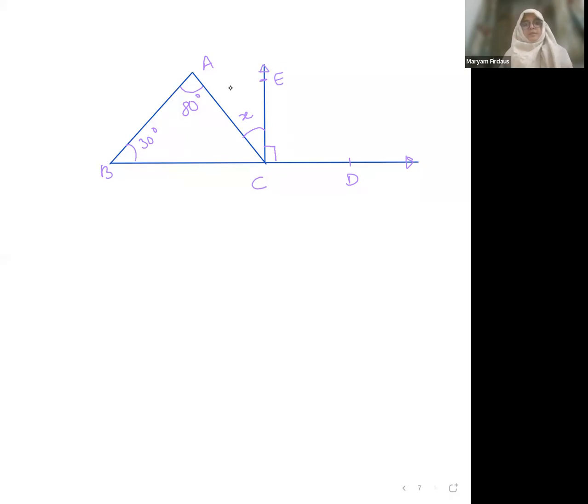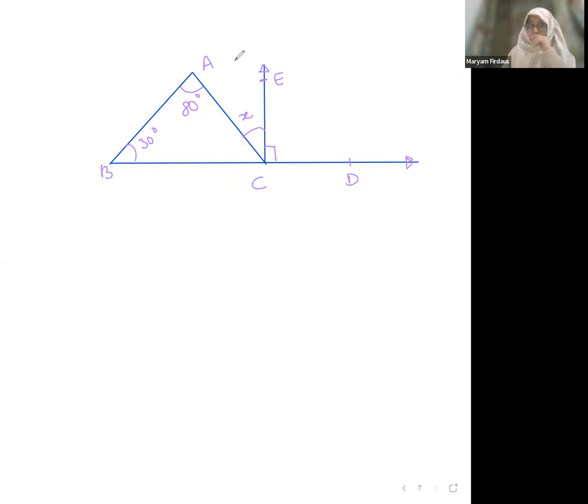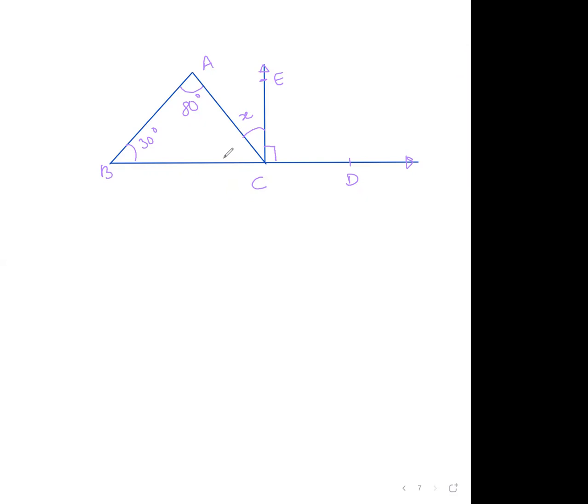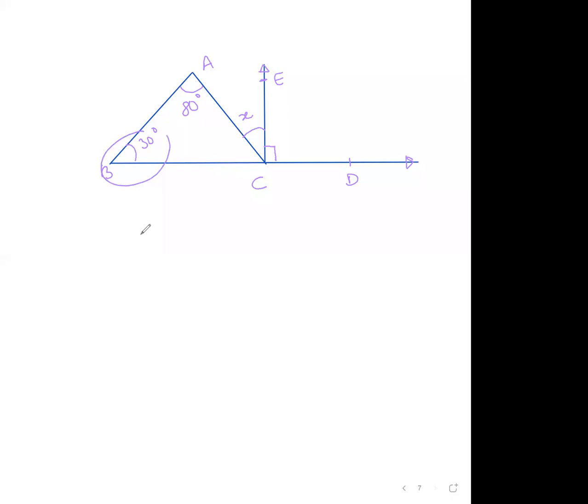How will you find x, Hiba? B and... like they're forming a linear pair. What and what are forming a linear pair? X and B and D. X and what? B and D. B. Yeah. Angle B is this.